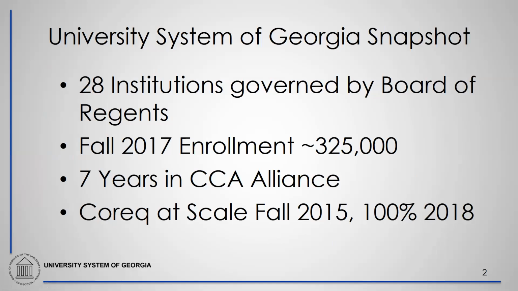I want to give you a quick snapshot of the two states before I dive into the weeds on data. So University System of Georgia, there are 28 institutions governed by the Board of Regents, ranging from little bitty South Georgia State College all the way up to Georgia Tech and UGA and everything in between. Fall 2017 enrollment was 325,000 students. We've been a CCA Alliance state for 7 years and went to corequisite at scale in fall 2015, and will be 100% corequisite this coming fall.